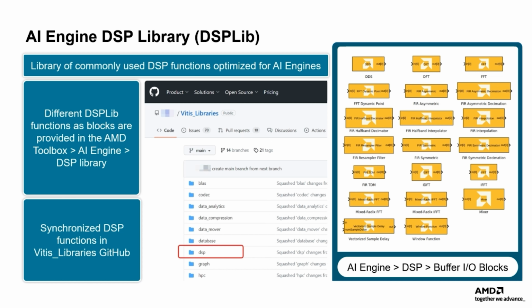Vitis Model Composer provides a copy of DSP lib functions that can be used as is. This is synchronized with the DSP functions available in the Vitis library's GitHub. Optionally, you can download DSP lib functions from the online GitHub repository and use the MATLAB tool command xmc_library_path to set the path to the DSP library functions.